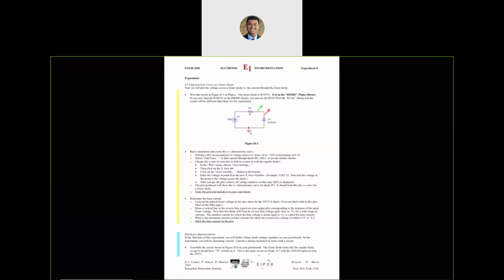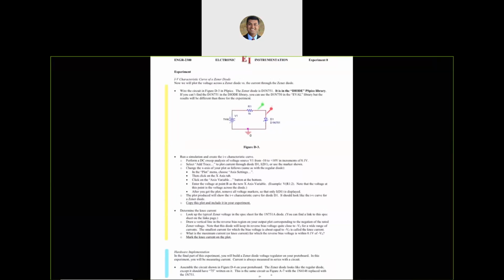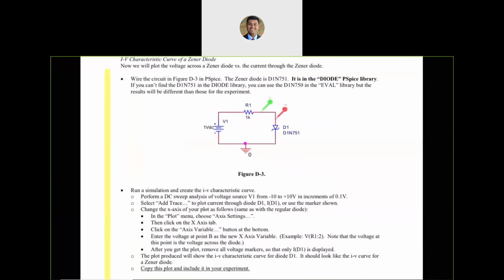On page 17 of experiment 8 write-up, we have a Capture PSpice simulation to run. We are essentially taking a DC voltage source, and we are doing a DC sweep. So if you can see here, there's a DC sweep analysis where we change the voltage from negative 10 to plus 10 in increments of 0.1.